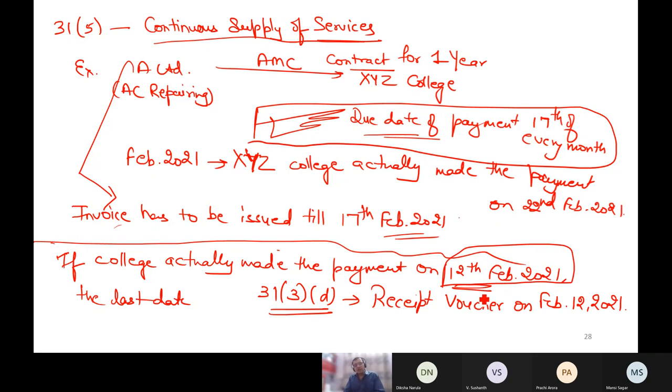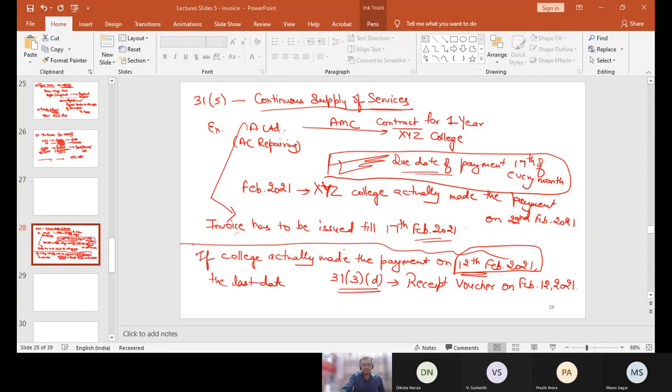So in case you have made the advance payment, you are not going to apply 31.5. Now you are applying 31.3D, and on 12th Feb itself you will issue what? Receipt voucher. That's it. Is the point clear? If yes, raise your hand. Otherwise, ask me the doubt.